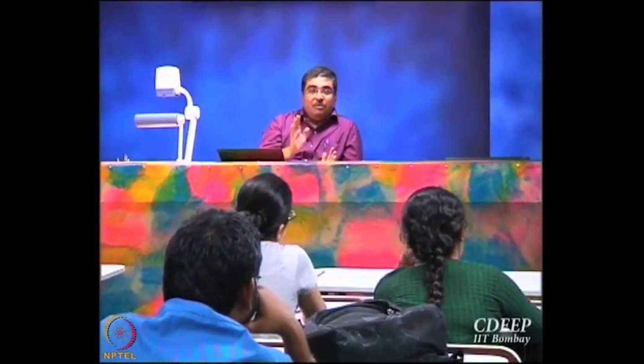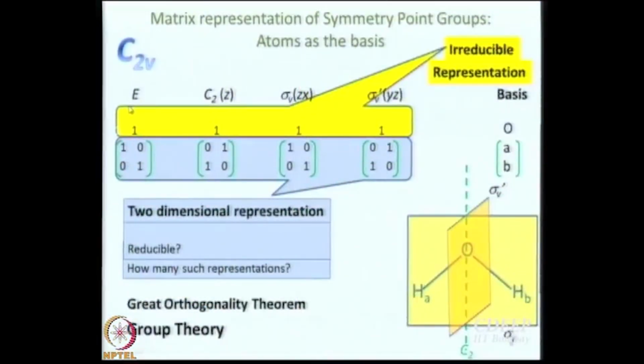Anyway, so water belongs to C2V. We had worked out this representation for C2V, right, using the atoms oxygen, HA and HB as the basis, okay. And then we had obtained two representations, one is a one dimensional representation which has to be irreducible, and the other is a two dimensional representation. We left this topic with the question, is this two dimensional representation reducible or irreducible? If it is reducible, how do I reduce it? How do I know whether it is reducible or irreducible? And how many irreducible representations are there?